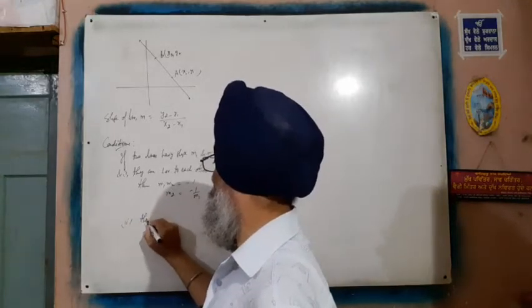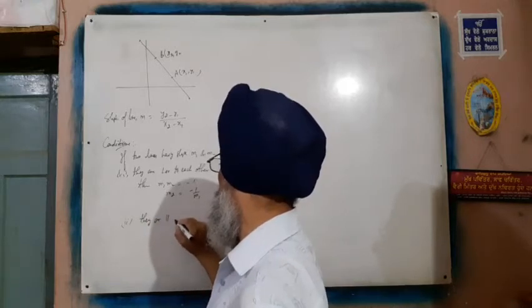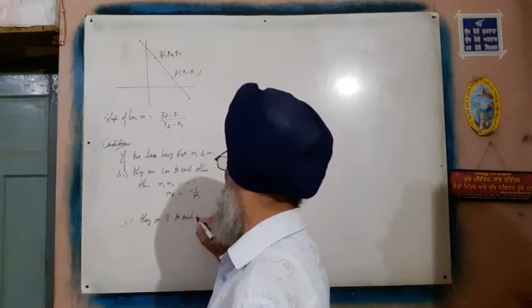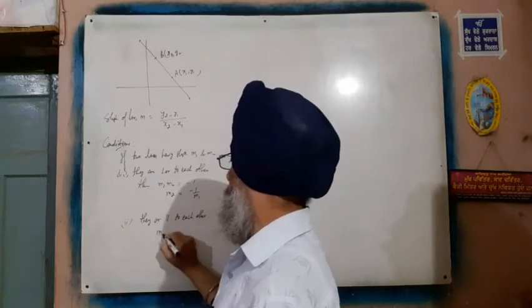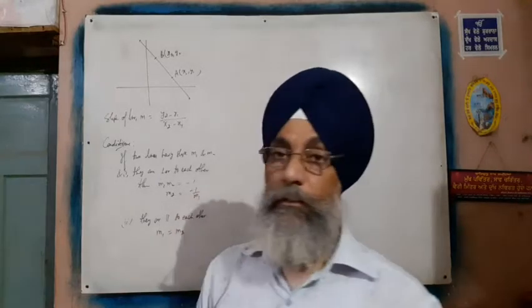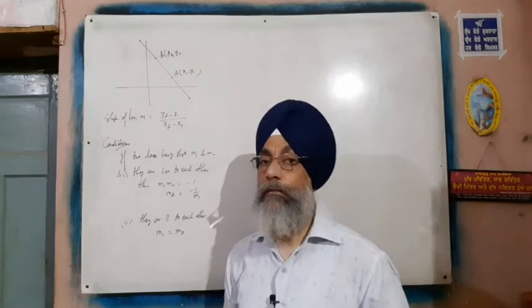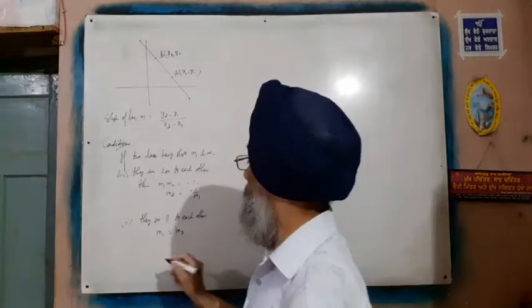If they are parallel to each other, then the slopes are equal to each other. If the lines are parallel, then the slopes m1 and m2 are equal.